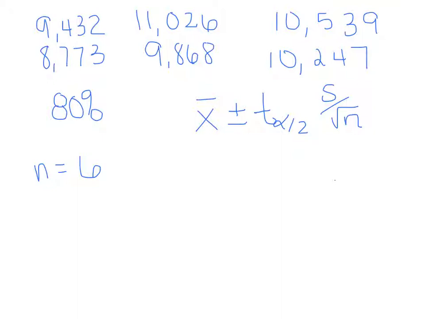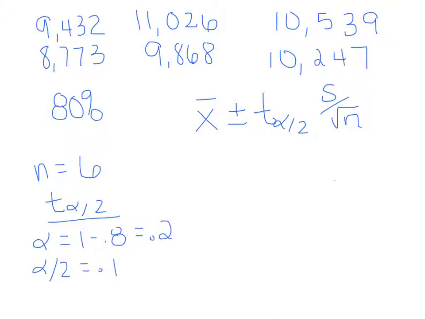I'm going to go ahead and do the t of alpha over 2 because that's how we just talked about in the last section about how to find that. So we need to first, to do t of alpha over 2, right? First we need to figure out what alpha is. Alpha will be 1 minus 0.8, right, which is 0.2. So alpha over 2 is going to be 0.1. Okay, so that's your first step, is finding alpha.